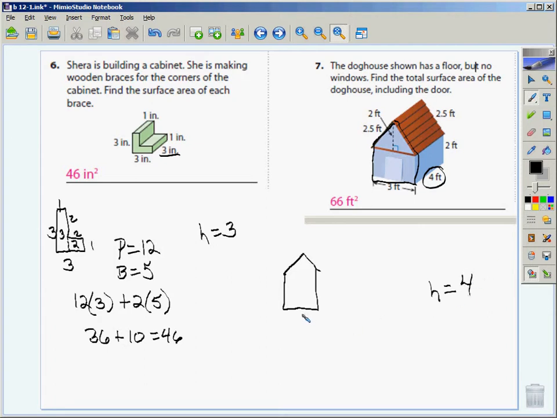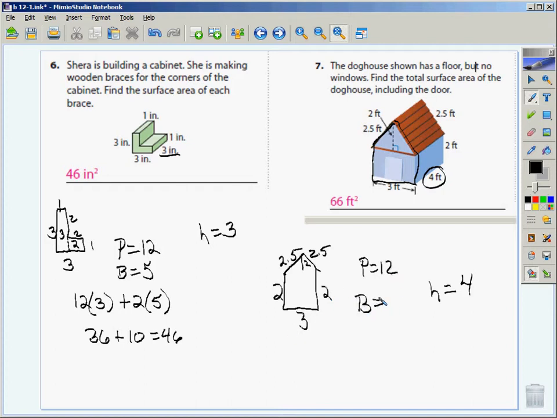They told me this was 3. They told me this was 2, which meant this over here was 2. They told me that each side of this was 2.5. And they told me from here to here was also 2. Okay? Perimeter. 2.5 and 2.5 is 5. 5 and 4 is 9. 9 and 3 is 12.